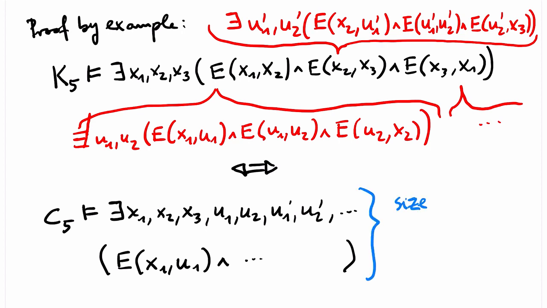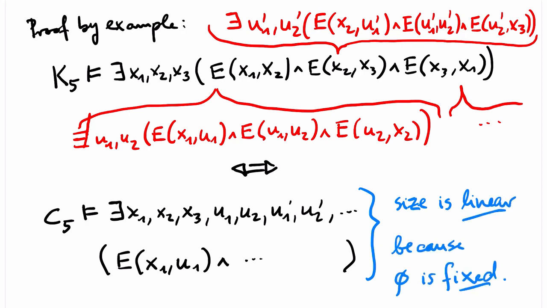Note that the size of the new formula is linear in the size of the original formula, since we have replaced each conjunct by phi, and phi is fixed, so of constant size. Clearly, the new formula can be computed from the old formula in polynomial time. And that's the idea of the proof.